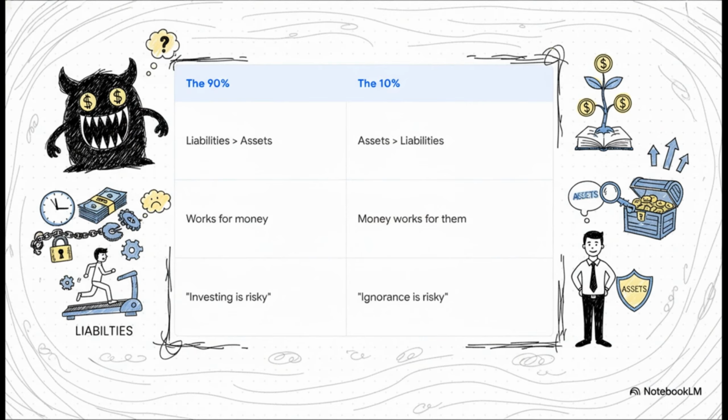Just look at these two paths laid out right here. It's pretty stark, isn't it? By the time they hit middle age, that 90% of people are basically trapped working for money because their liabilities are way bigger than their assets. For them, investing is a monster to be avoided. But then you've got the other 10%.